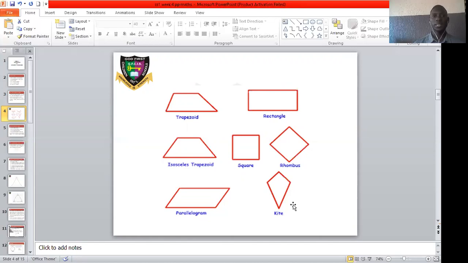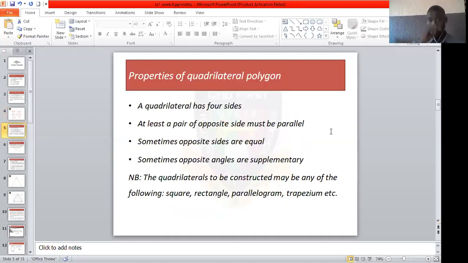So this takes us to the next slide. Properties of a quadrilateral polygon. These are general properties of them. A quadrilateral has 4 sides, which you have to take as very important. It is not a triangle of 3 sides. It is not a pentagon of 5 sides. It's a quadrilateral. It has 4 sides. So in construction, we will show you that the sides are 4.